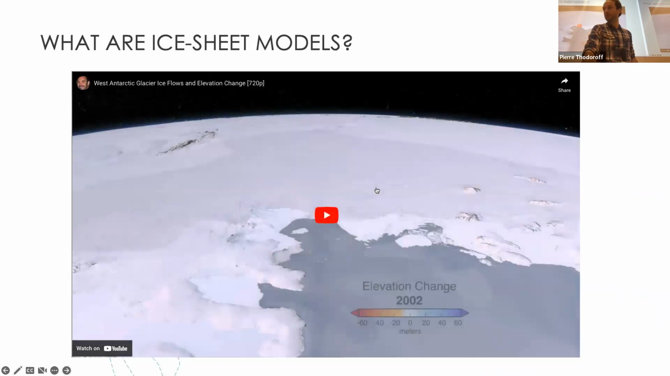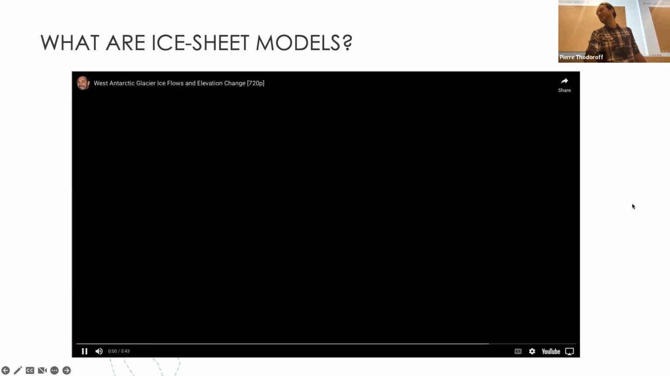Right, so I'm going to start with what ice sheet models are. I'm quite a visual person, so I like to put pictures and videos. So this is going to be not working. Obviously, no, here you go.